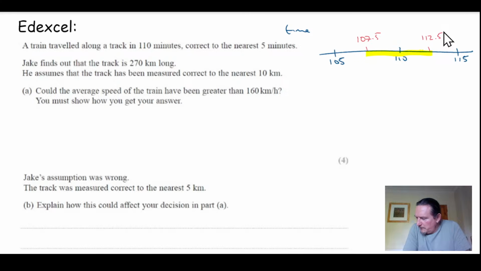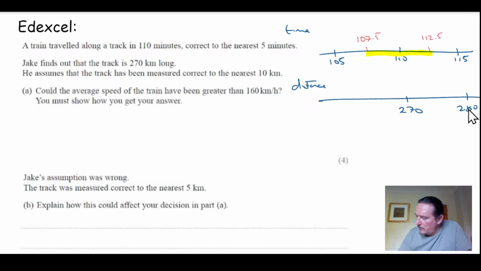He assumes the track has been measured correct to the nearest 10 kilometers. Okay, so the track length, it's the distance, I suppose. It's going to be a distance, speed, time problem, isn't it? So the distance is 270 kilometers to the nearest 10. On my scale, 10 above that would be 280 and 10 below would be 260. So the numbers that round to 270 are going to be halfway between those or closer. So that's going to be 265 and 275 for my error bound.